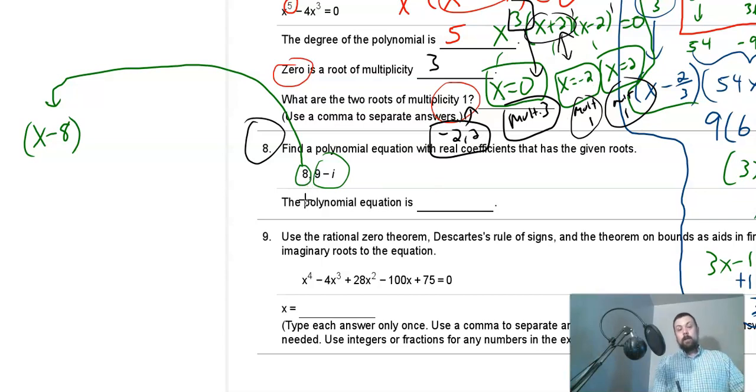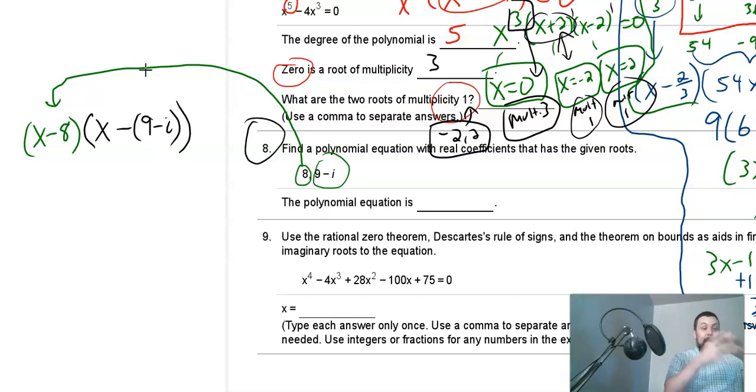So the same is true for 8. If 8 is a 0 of our polynomial, then x minus 8 would have had to be a factor in order to get that 0 of 8. And the same pattern holds true even for this complex number. If 9 minus i is a root or a 0, then x minus that number would have to be a factor. So following the same pattern, x minus whatever that number is must be a factor of our polynomial.